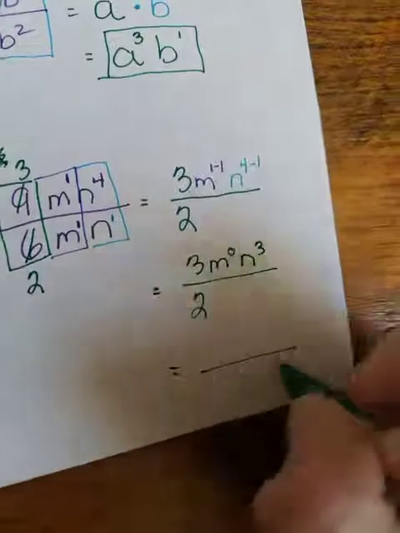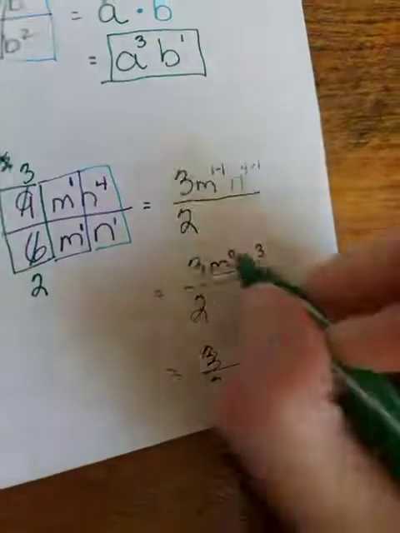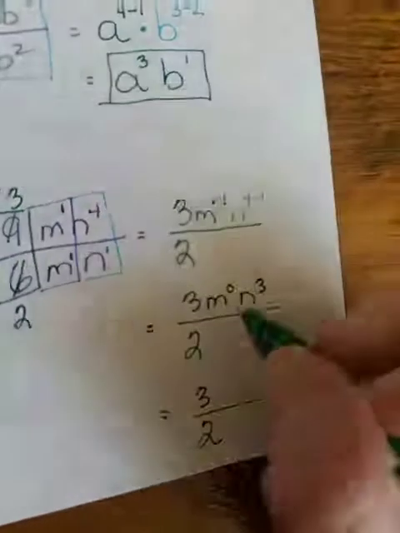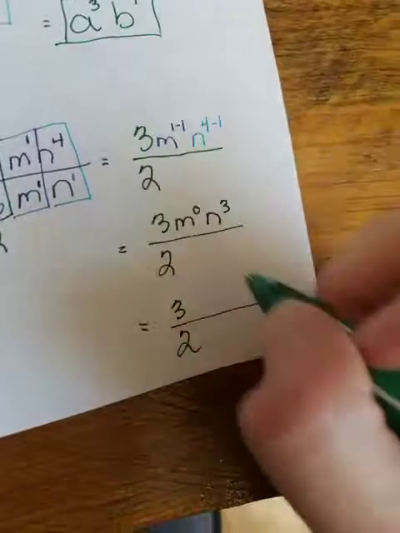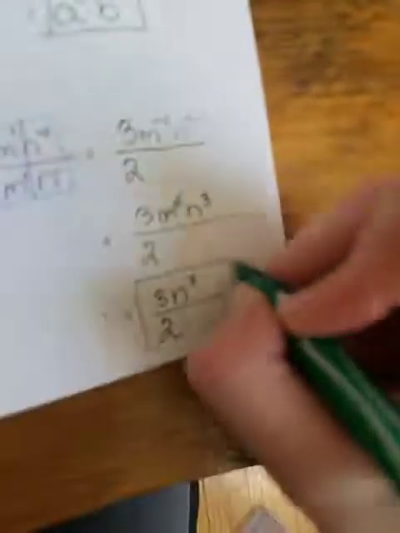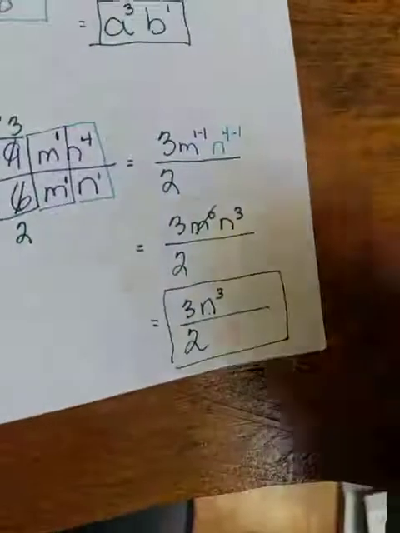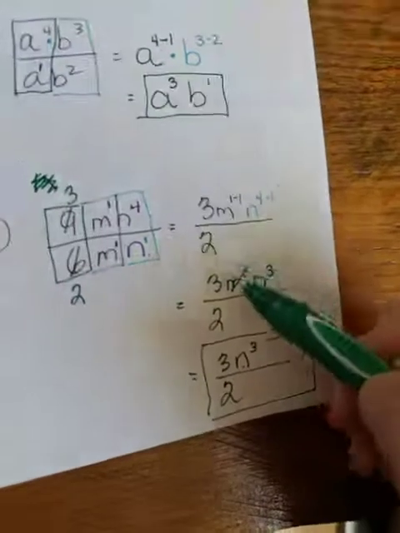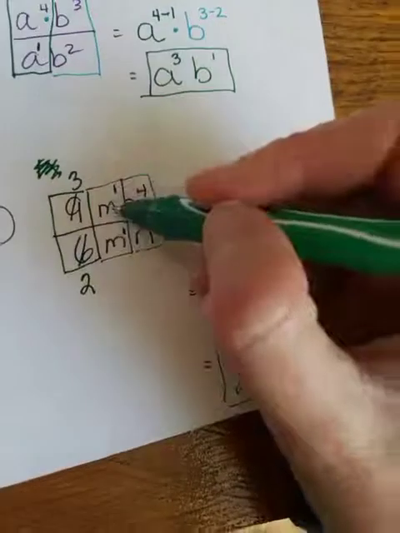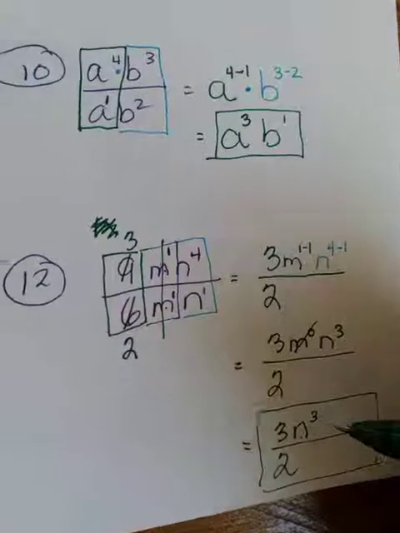Now, if you remember from last week, we talked about anything to the power of 0. I mentioned that in passing. Remember, anything except 0 to the power of 0 is 1. So that really goes away. And my answer is just 3n cubed all over 2. Back here, you could have avoided this m to the power of 1 minus 1 and m to the 0. If you saw m divided by m, that just cancels out to 1. Anything divided by itself is 1.